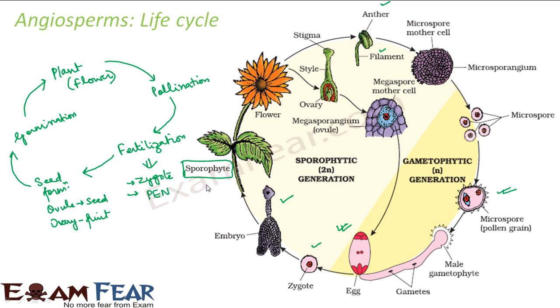So here also we have a sporophyte generation and a gametophyte generation. This is the gametophyte generation which produces the gametes. So which is the gametophyte generation? This microspore, and this megaspore in the female. So the sporophyte generation is again the dominant phase in the life cycle of angiosperms.